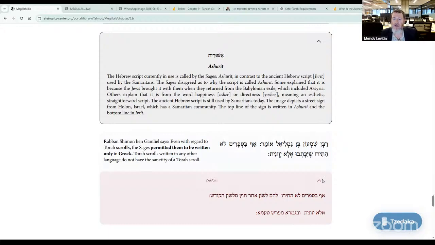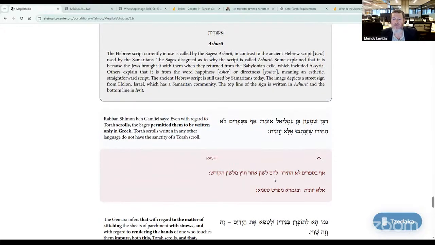So Rabban Shimon ben Gamliel disagrees. He says that even for the three, Torah, Nevi'im, Ksuvim, you cannot write it in any other language aside from lashon hakodesh or Greek, the Yavanis. The Gemara is going to teach us why.